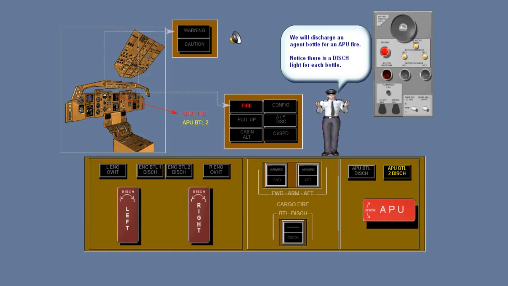APU fire extinguishing. There is one fire bottle installed to provide APU fire extinguishing. Pulling the APU fire handle arms the discharge squib on the APU fire bottle. Rotation of the APU fire handle in either direction will discharge the bottle into the APU compartment.